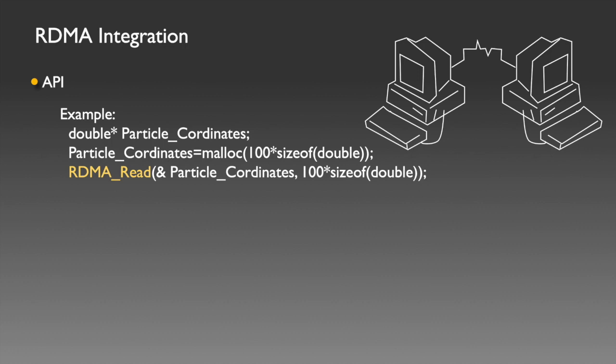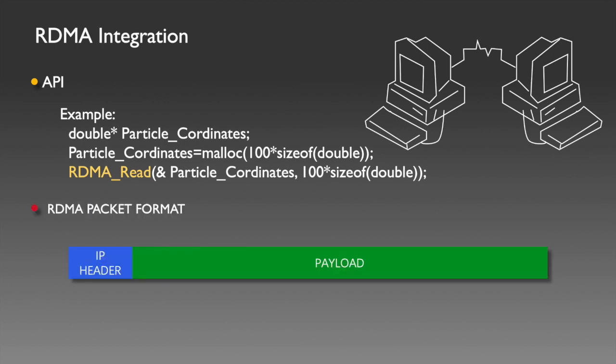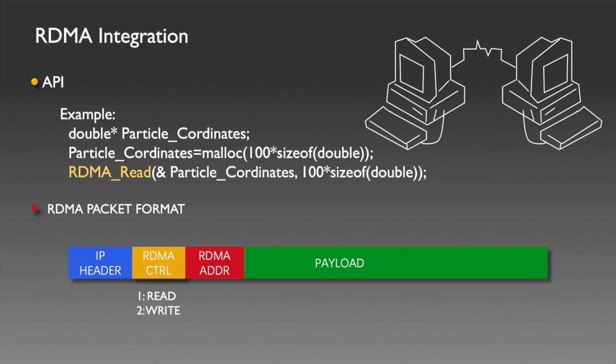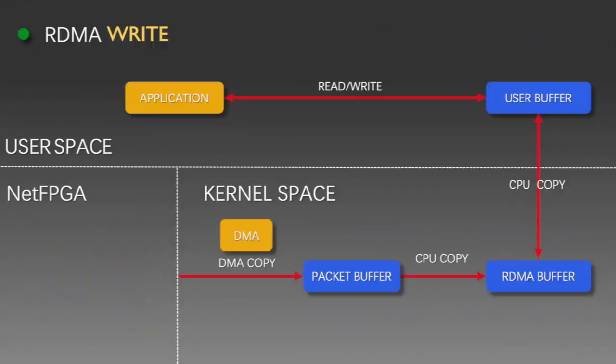After the programmer issues such a command, our library will automatically generate an RDMA packet. It has an IP header followed by our customized RDMA header. Our RDMA header is composed of an RDMA control byte, which specifies which command the packet is, and an RDMA address, which specifies which data in the distributed memory system we are trying to access. If it is RDMA write, we attach the data that needs to be sent as payload. Our RDMA-enabled network interface card is then able to speed up the communication by a significant margin.